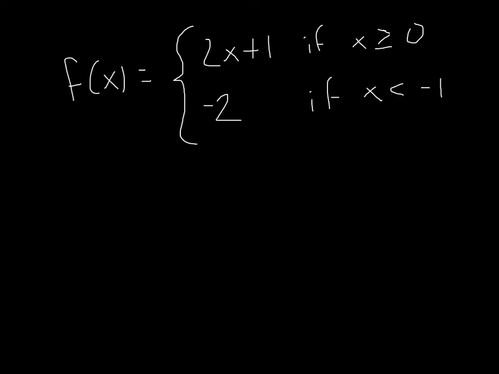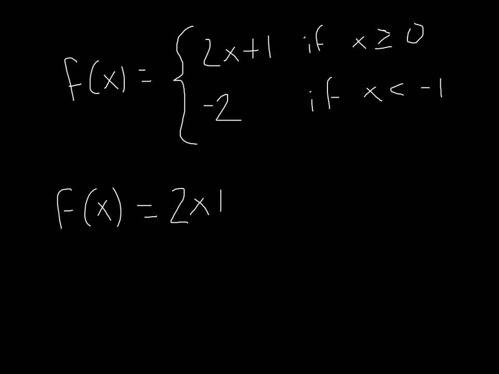Let's graph the following piecewise function. You can think of piecewise functions as sort of a Frankenstein of other functions. So the first function is f of x is equal to 2x plus 1. But it has what's called a domain restriction. That's only when x is greater than or equal to 0. So the way to graph these functions is to think of them as separate functions and then just keep the part that it tells you to.